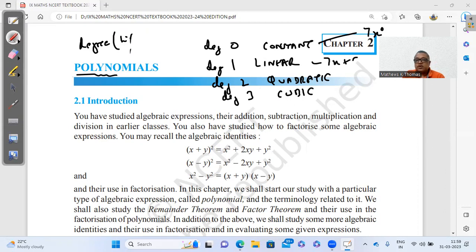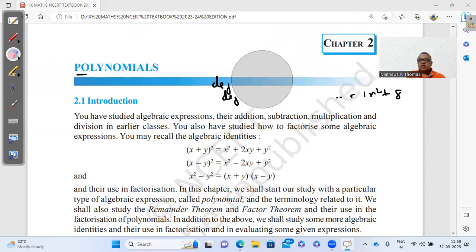So 7x plus 5, this is a linear polynomial because power of x is 1. X square plus 3x is quadratic because the highest power here is 2. X cube plus 7x square plus 8, this is a cubic polynomial because the highest power of x is 3. Okay, so degree 0, 1, 2, 3. This is classification of polynomials on the basis of the degree.